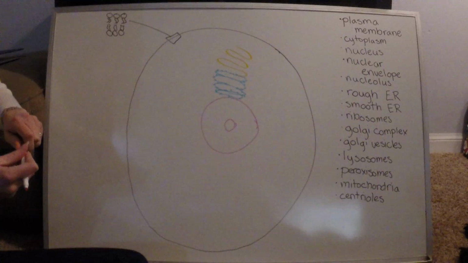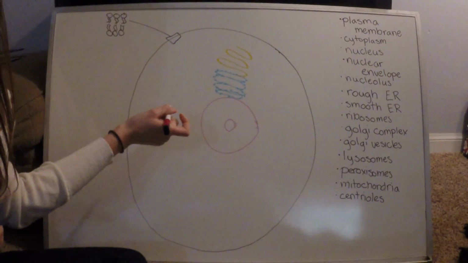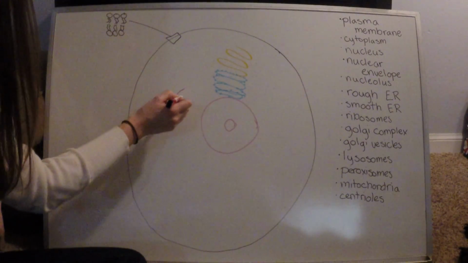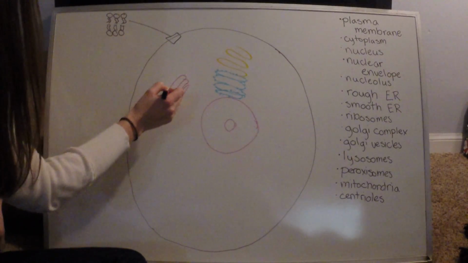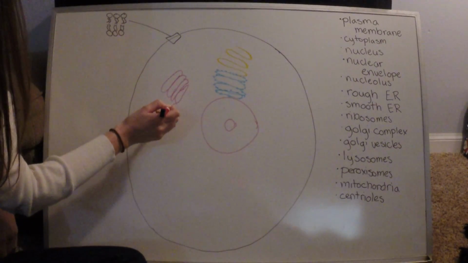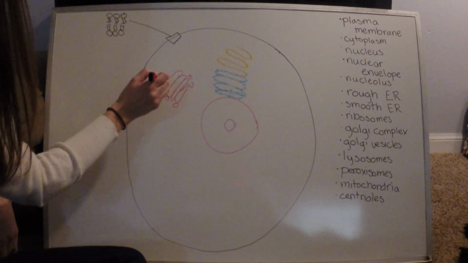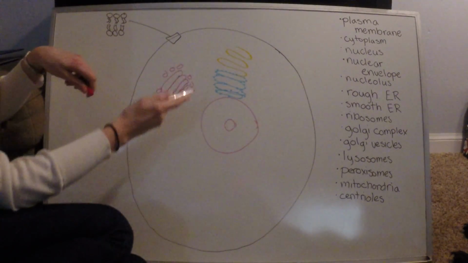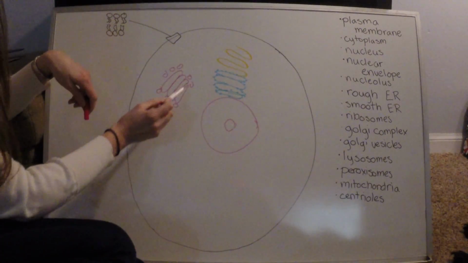Another organelle that we have is the Golgi complex. So this looks similar to a stack of pancakes, like that, and then you'll also see these vesicles sort of budding off nearby. So this is the Golgi apparatus, or Golgi complex, and these are Golgi vesicles.